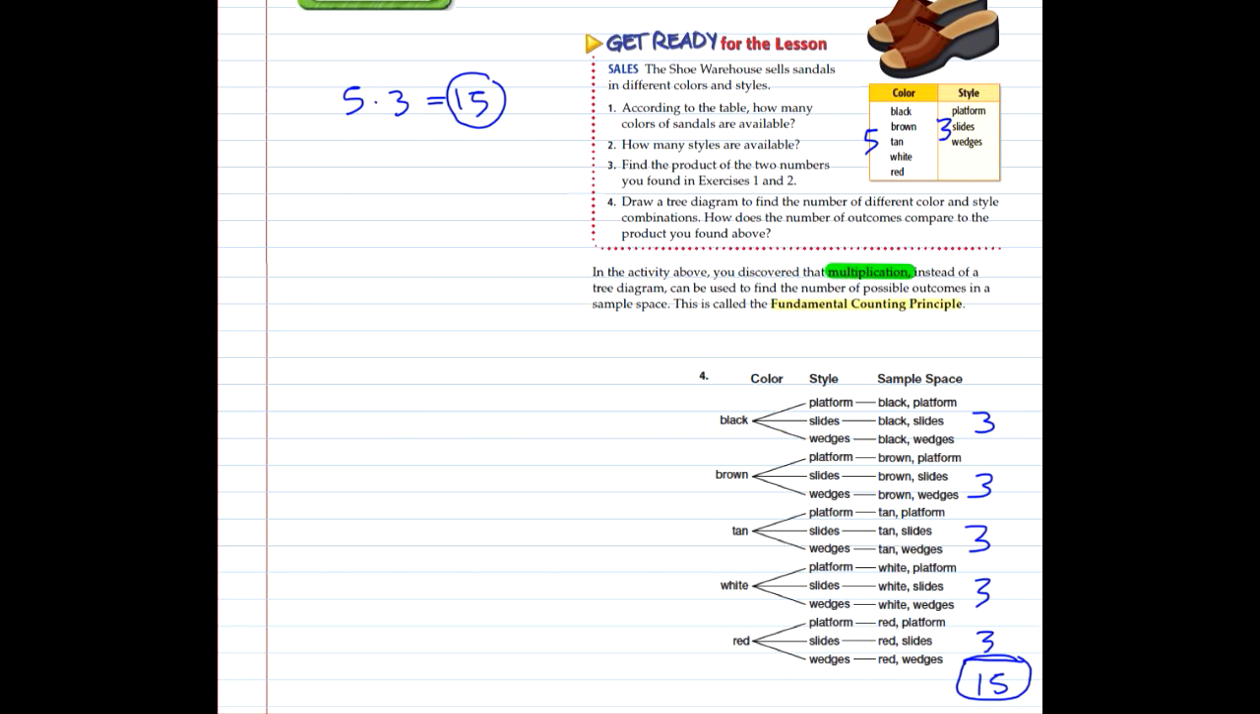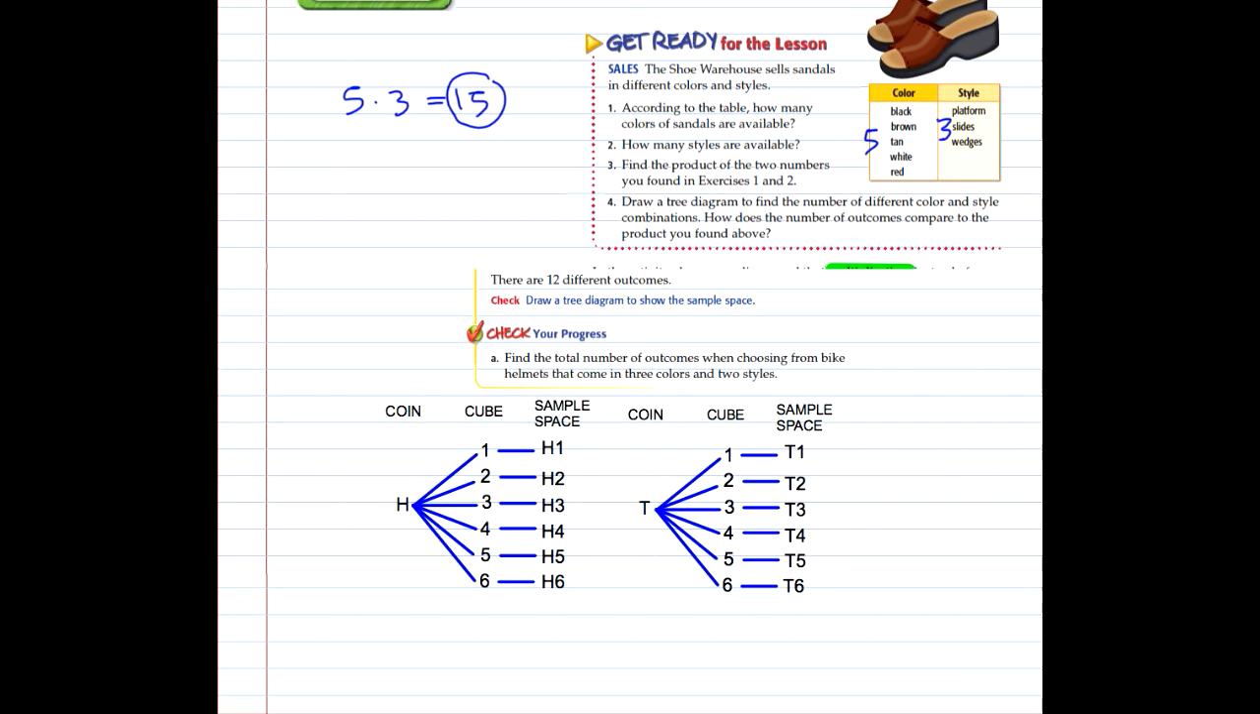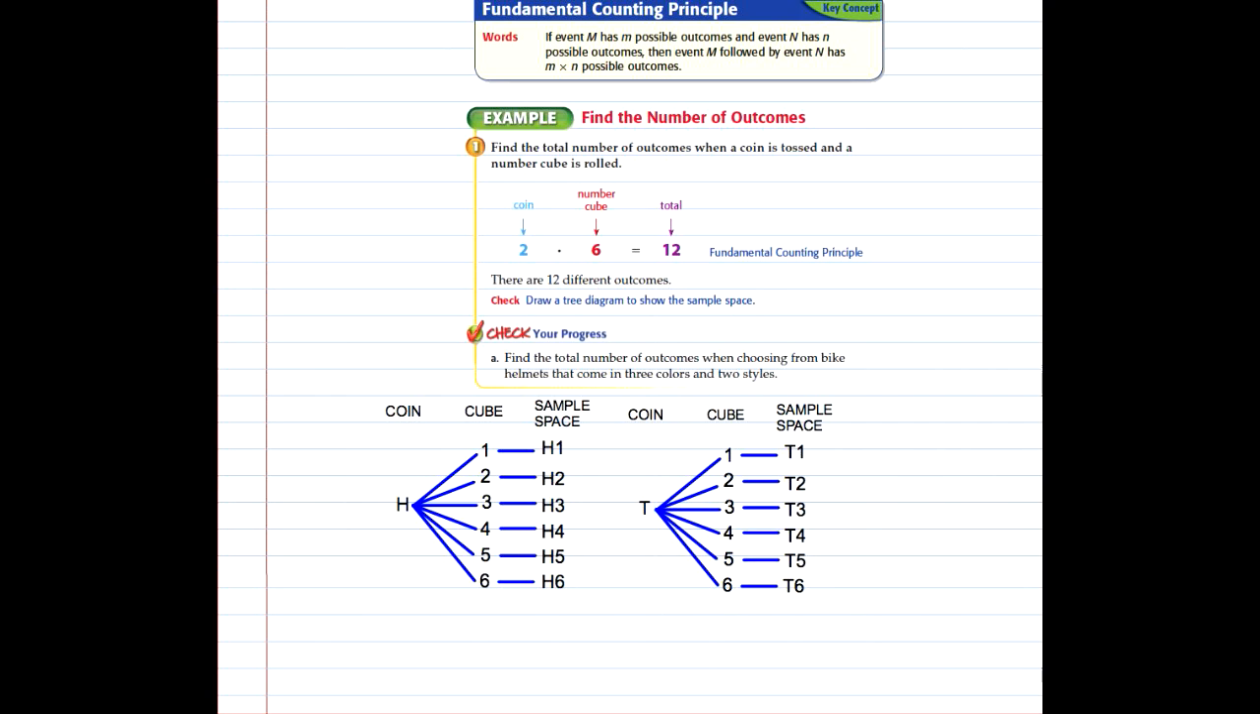In the activity above, you discovered that multiplication instead of a tree diagram can be used to find the number of possible outcomes in a sample space. This is called the fundamental counting principle. Multiply rather than diagram. The fundamental counting principle says if event M has M possible outcomes and event N has N possible outcomes, then event M followed by event N has M times N possible outcomes.